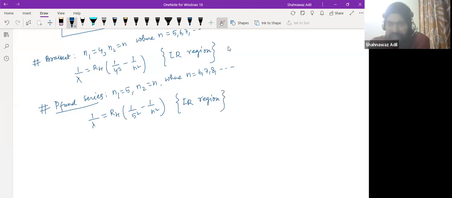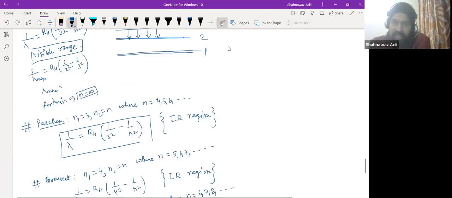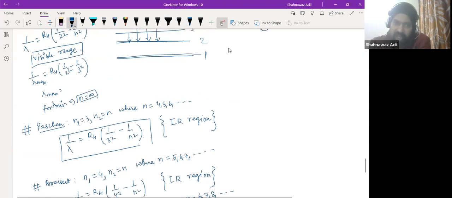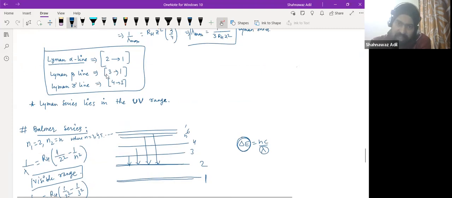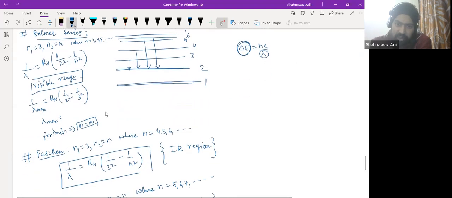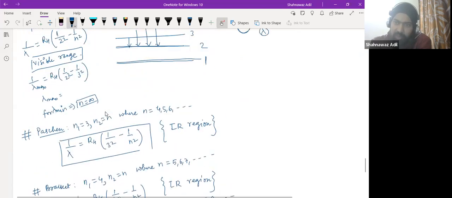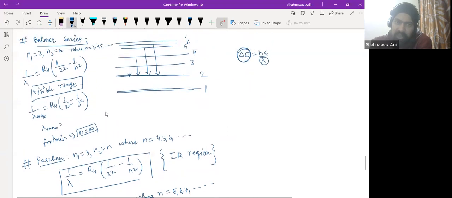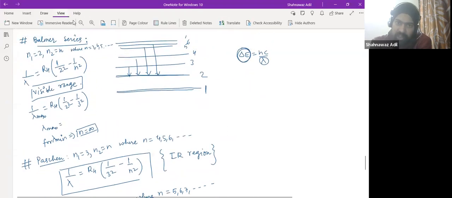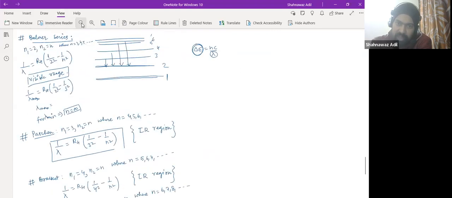If somebody asks what would be the wavelength of the Lyman beta line, you can calculate: n2 is 3 and n1 is 1. These are very important things: Lyman alpha, Lyman beta, Lyman gamma. These are important spectral lines. Please note it down, and then we will make a diagram. If you have any doubts, please let me know.